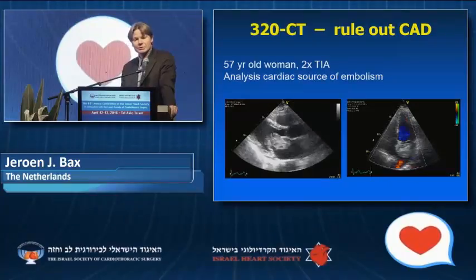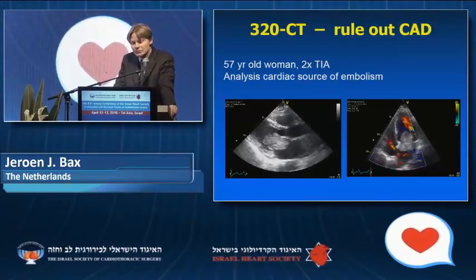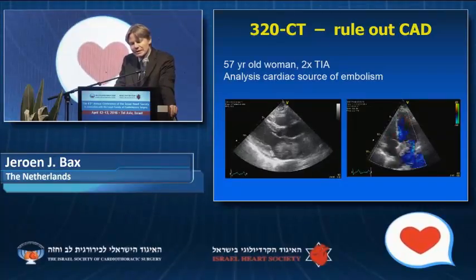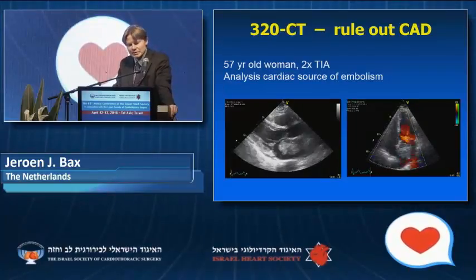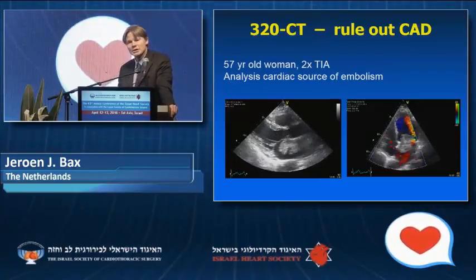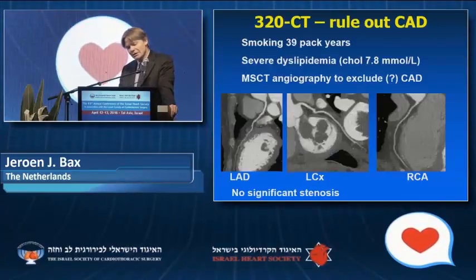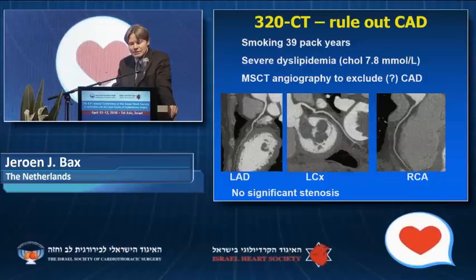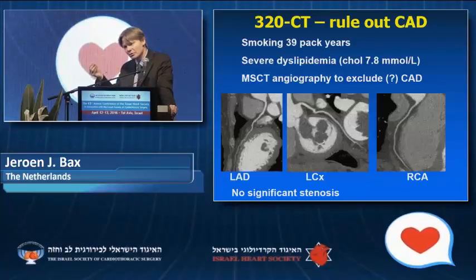That can be useful sometimes, because this is another example that I take for you. It's a 57-year-old woman. She has had 2 TIAs. She doesn't have heart failure, as you see here. So we do an echo just for the analysis of the source of embolism. You see that she has a huge myxoma, so she has to go for surgery. If we now send her for surgery, we learn that she has a smoking history of 39 pack years. She has high cholesterol, 7.8 actually. And so we did in this case a CT scan to look at the coronary arteries. And these risk factors do not always translate into coronary artery disease. Because if you look here, she has perfectly clean coronary arteries, despite the high cholesterol, despite the extensive smoking.